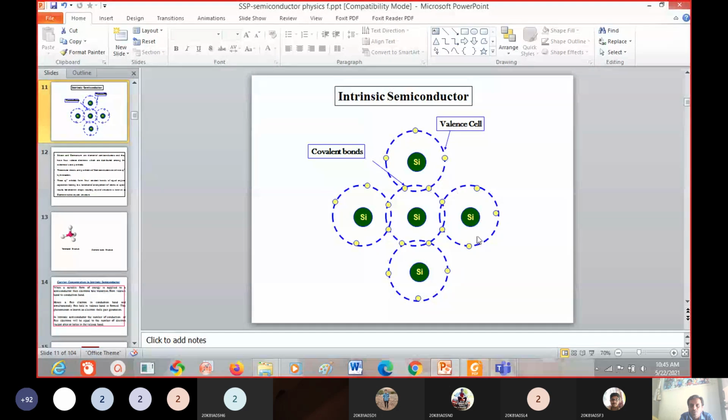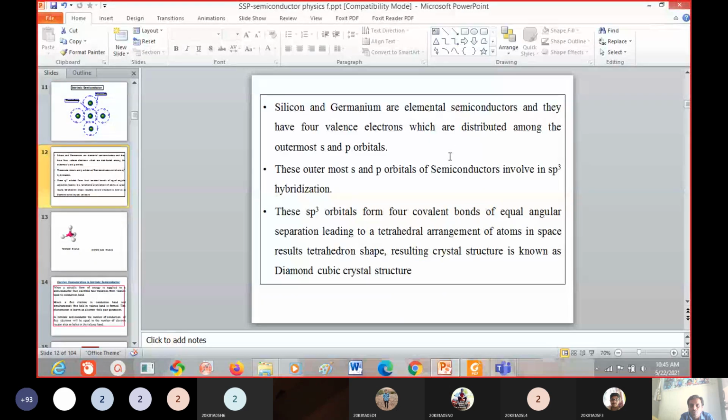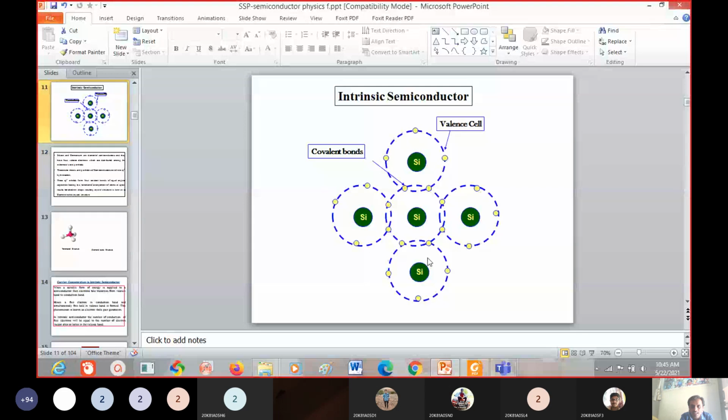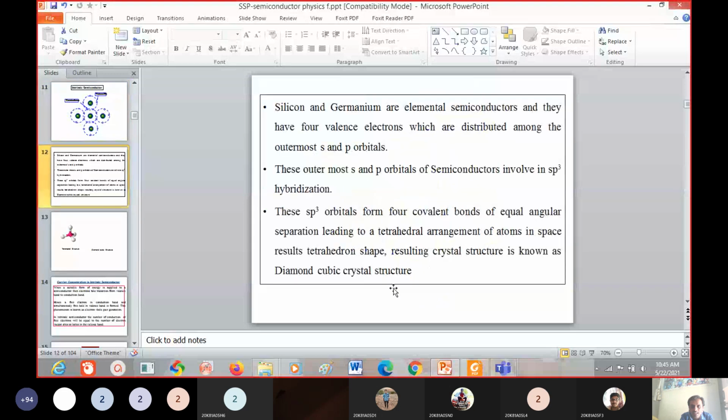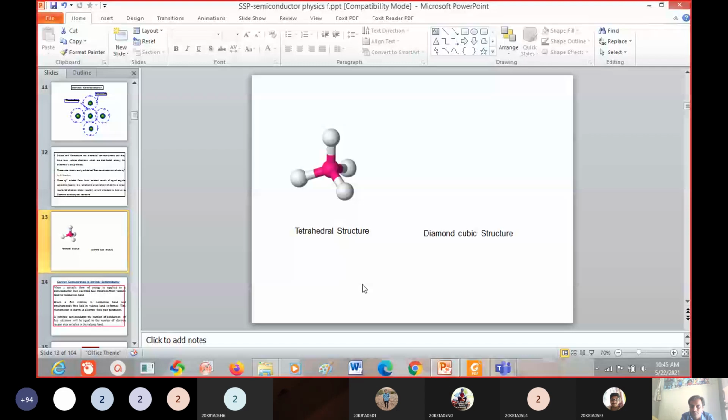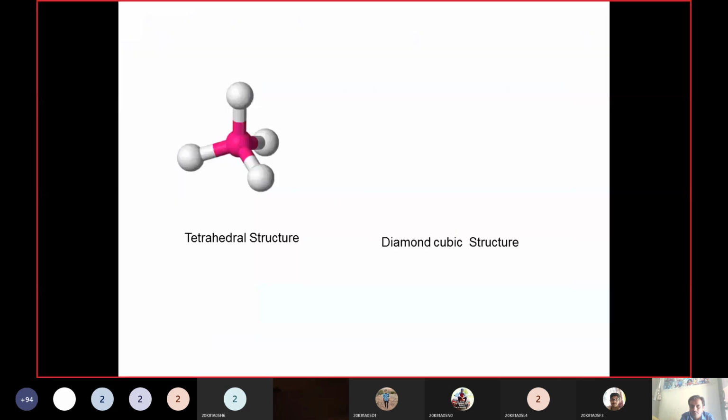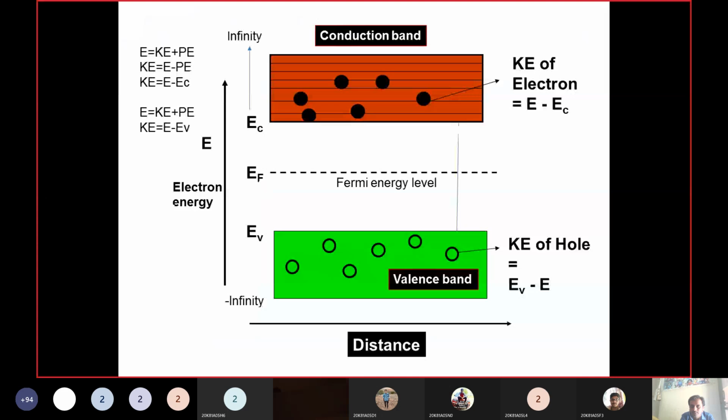This is for silicon, and if you take germanium also, the same process will be there. The shape will be a tetrahedron. Each bonding of one silicon atom will be tetrahedral, and the resultant is the diamond cubic crystal structure. The diamond cubic structure was missed here in the display, so that is the diamond cubic structure.